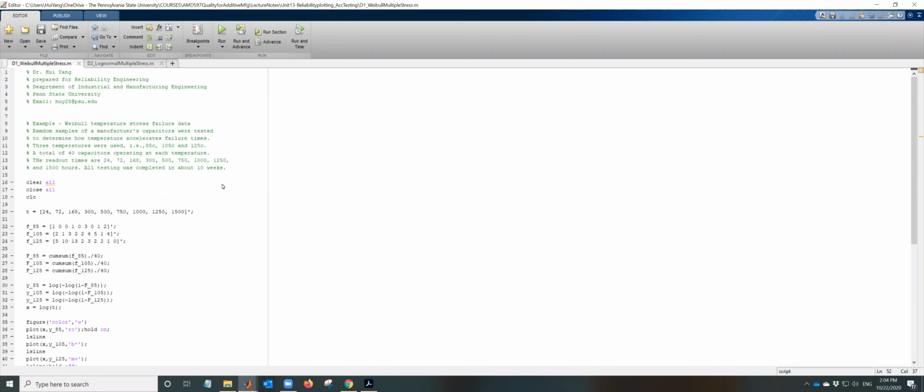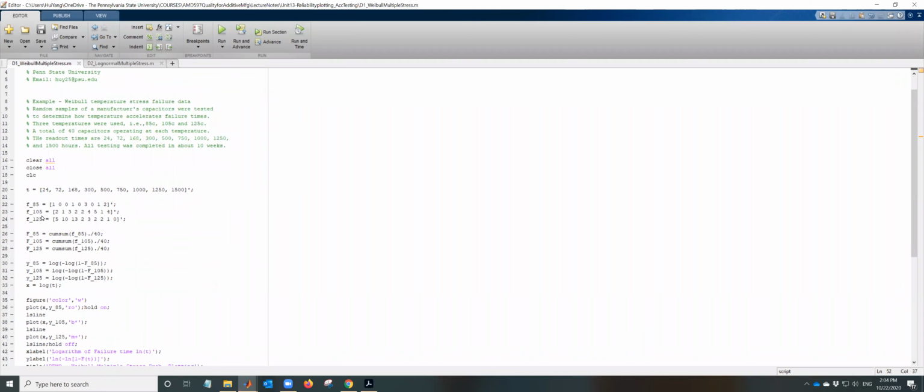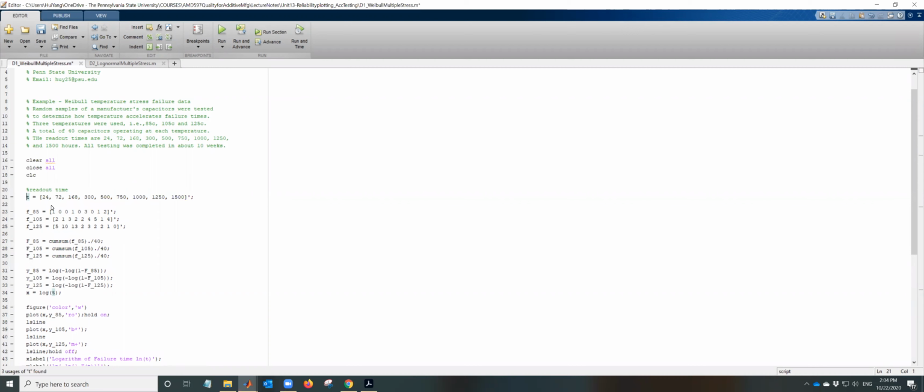Okay. Now, the first step, we're going to look at the data. This is the readout time, and this is the number of failures at the readout times.